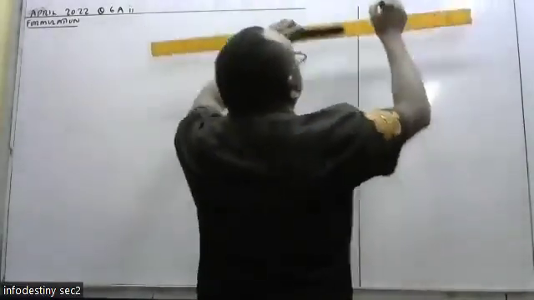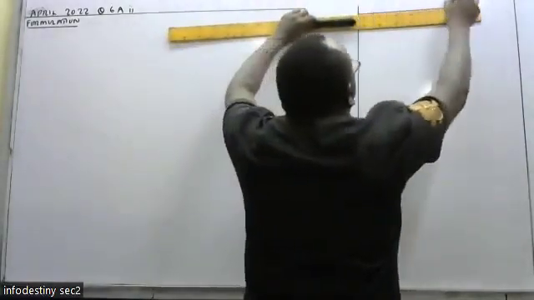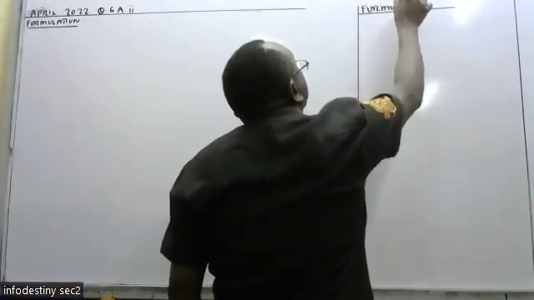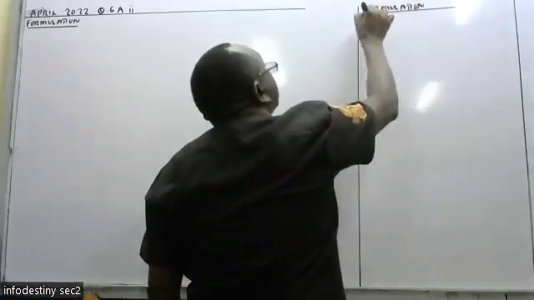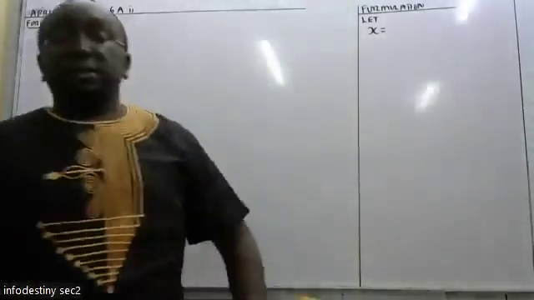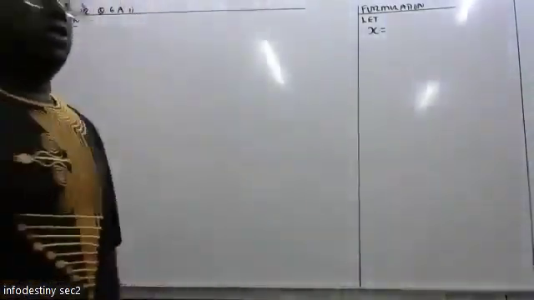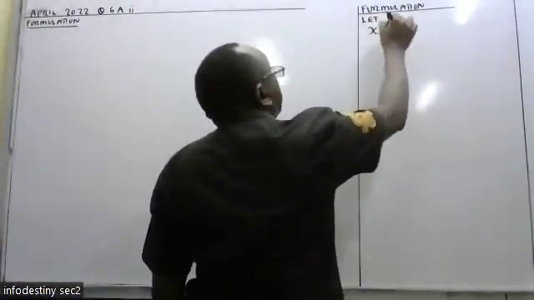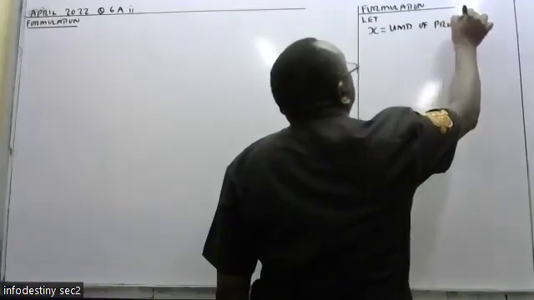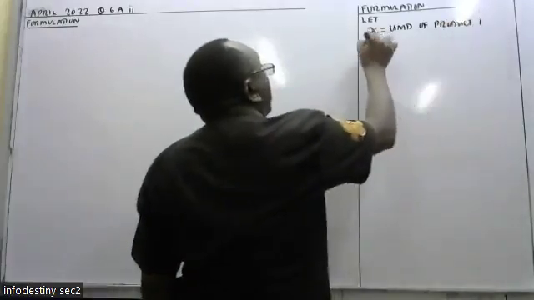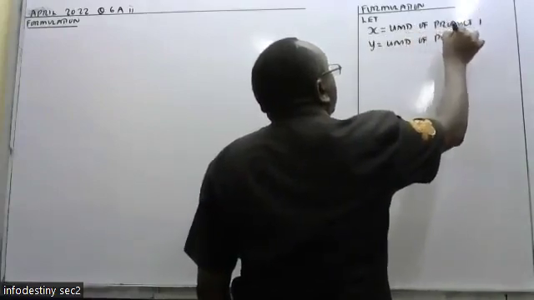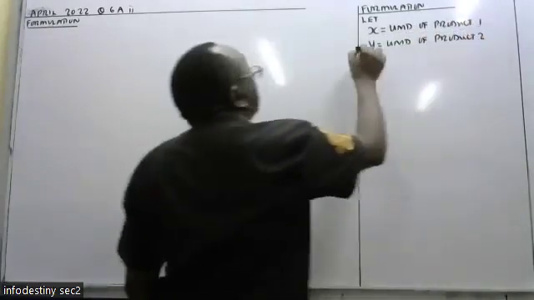So for the formulation, I want you to read for me what we had. We had said that X represents the units of product 1 produced, and Y represents units of product 2.